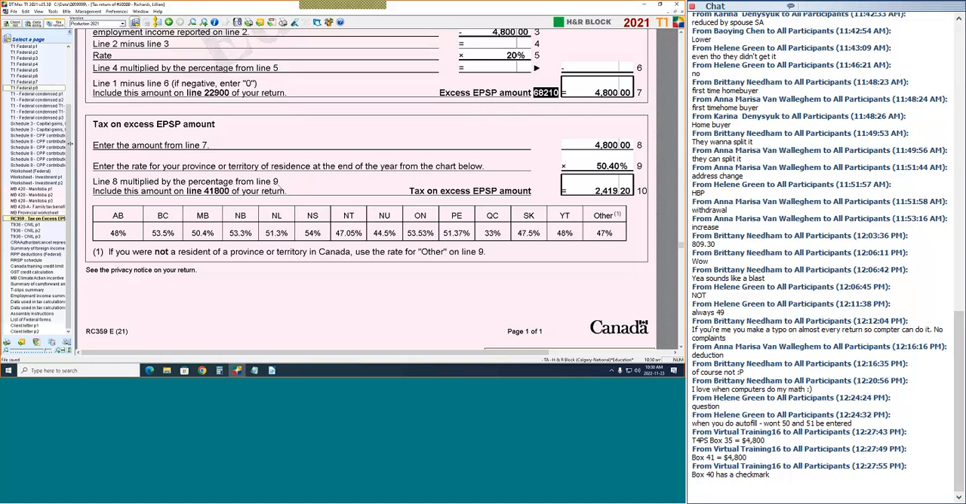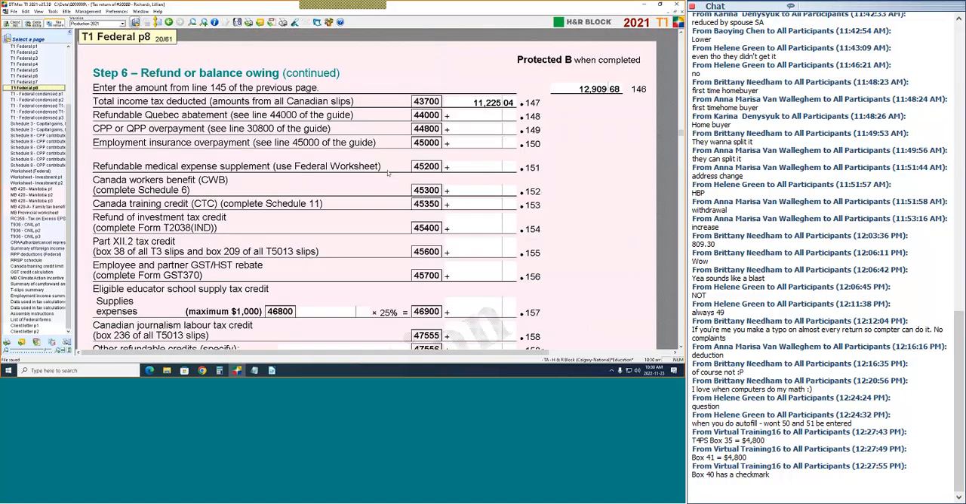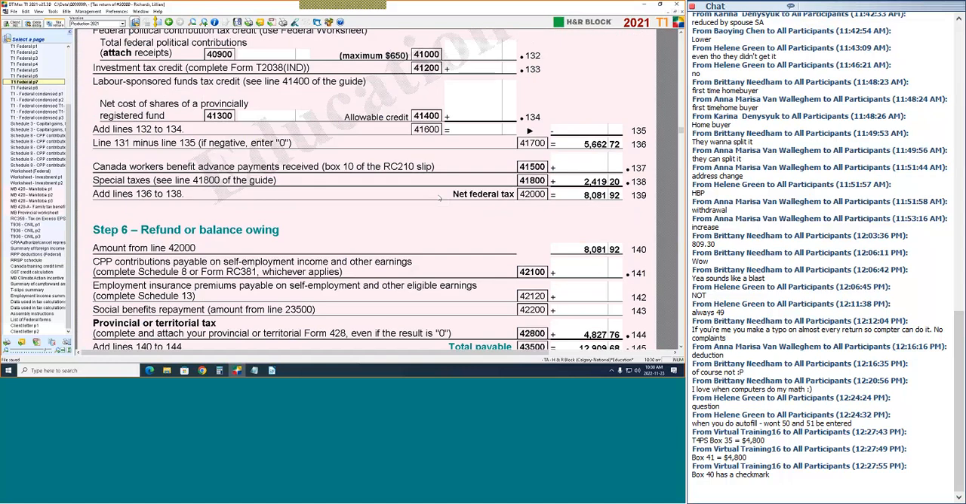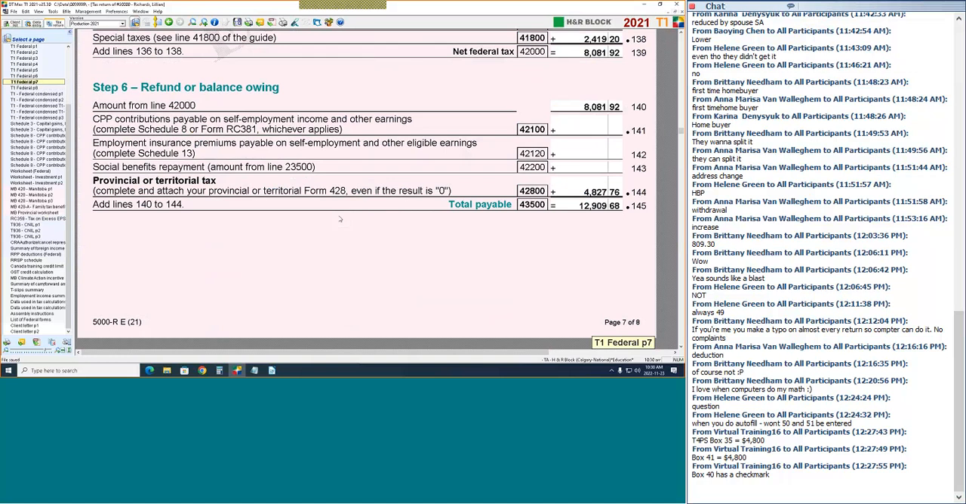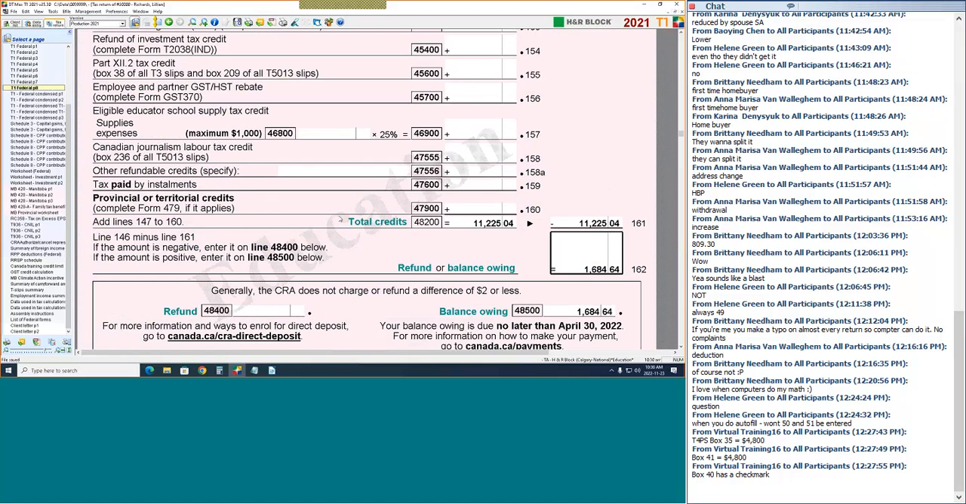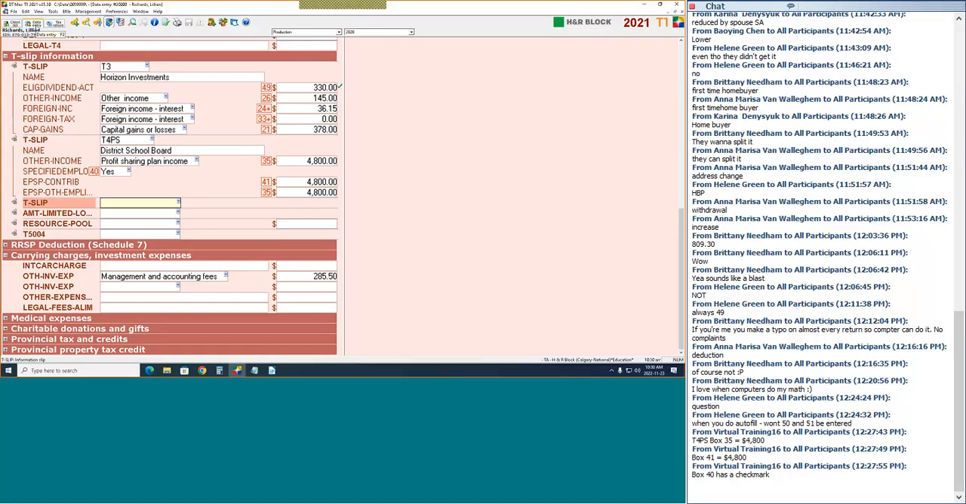It adds it in kind of a weird place. It adds it on line 41800. So if we go up and we find line 41800, it's not where you're expecting it to be, but it comes in as special taxes. Okay. So now I have created a scenario where she's going to owe some money because we've added some income that wasn't taxed. We've added some income from her T3, and we've added some income on the T4PS plus a special tax.